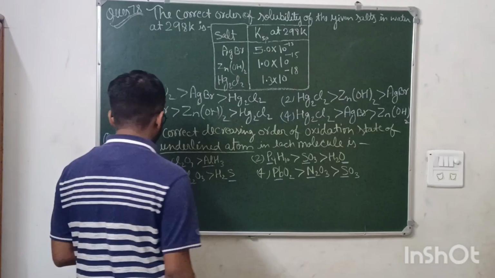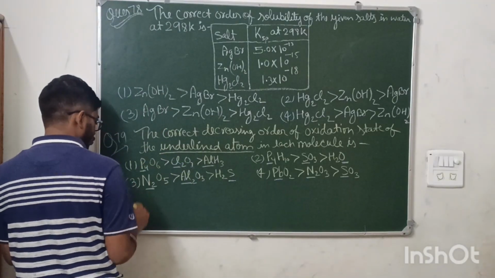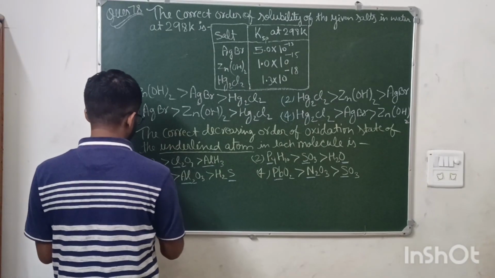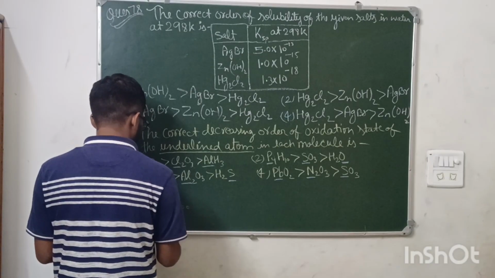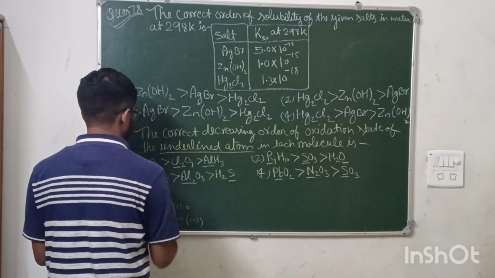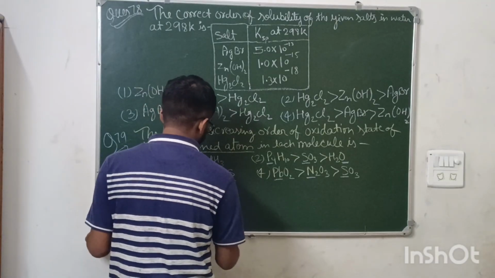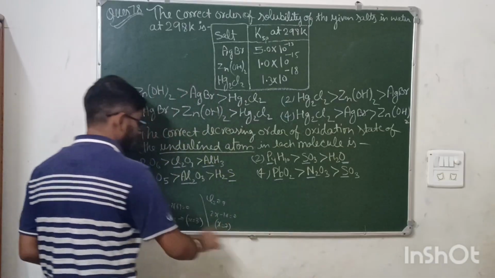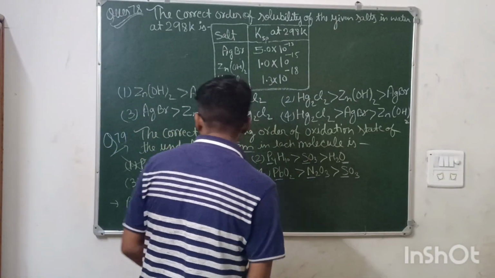First of all, if we see the first option, P4O6 and Cl2O7. For P4O6, assuming it has X, 4X plus -2 into 6 equals 0, so 4X equals 12. X is +3, meaning the oxidation state of P is +3. For Cl2O7, it will be 2X minus 14 equals 0, so X comes out to be 7. The order is wrong because 3 is not greater than 7, so the first option is wrong and is not the answer.